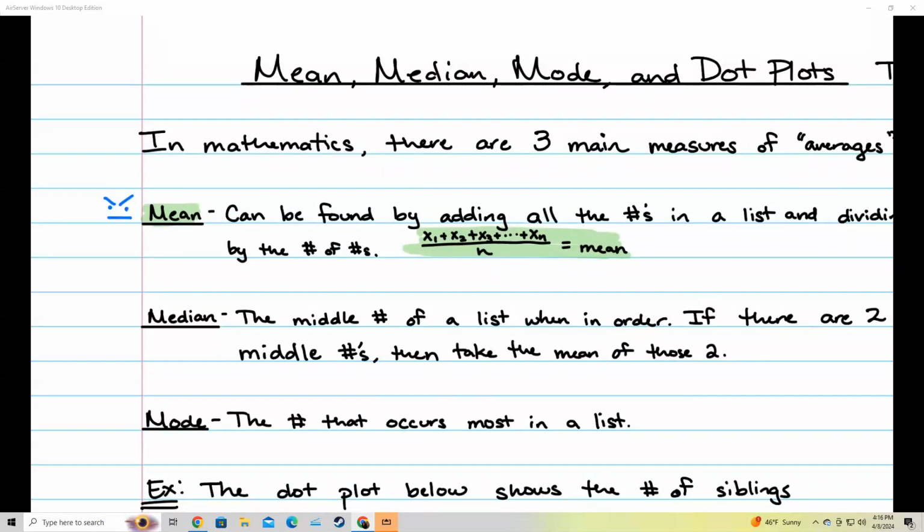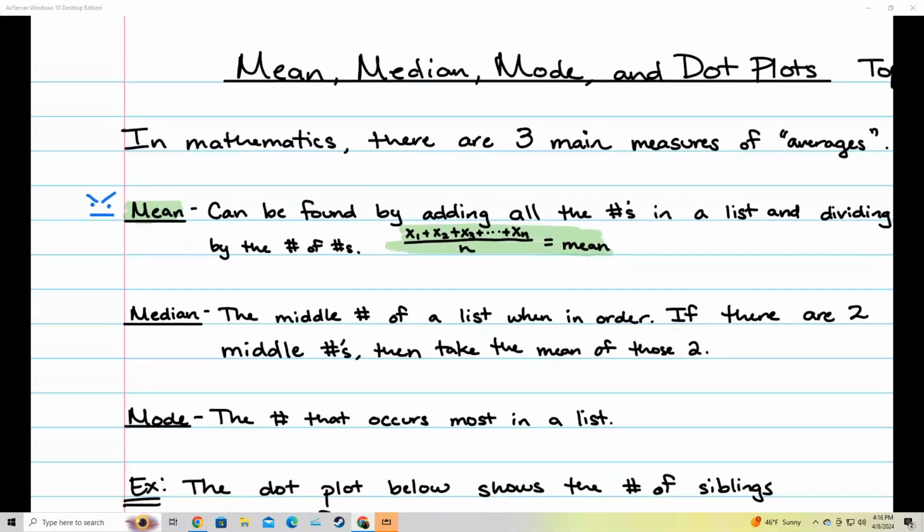The median is the middle number of a list when it is in order. If there's two middle numbers, then you have to take the mean of those two, and we'll show you what that means. For this one, I want you to focus on median is the middle number, and if you're talking about the middle number, it has to be in order. Those are the key words there.